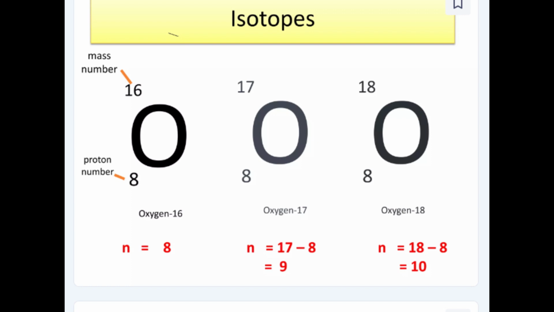If we subtract the proton number from the mass number, we get 8 neutrons for the first isotope. For the second isotope, 17 minus 8 makes 9, and the neutron number for the third isotope is 18 minus 8, which is 10. If we look closely, the neutron numbers for all 3 isotopes are different, but the proton number is the same. So let's go back to the definition of isotope and see if we understand it by looking at the example.